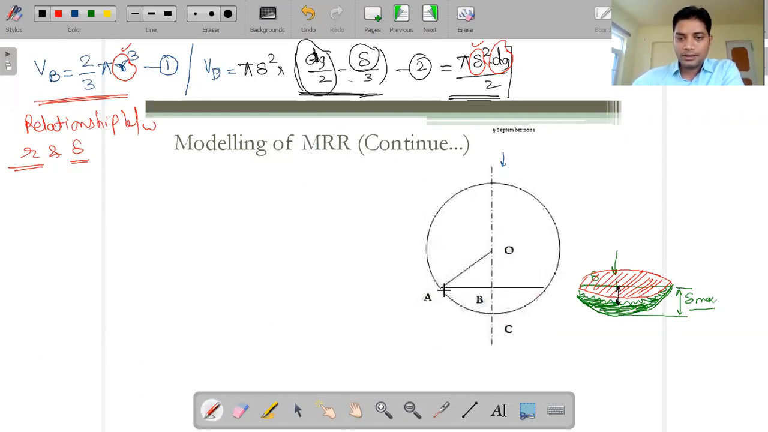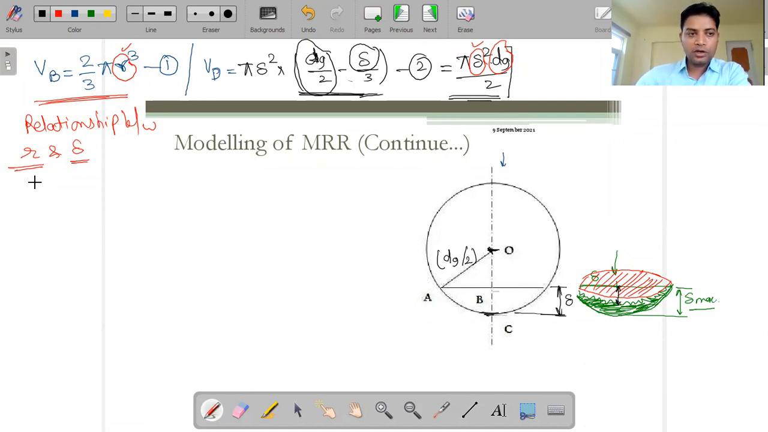I'm considering this triangle. OA is basically the radius of this grit. In terms of diameter, the radius will be dg by 2. And this BC will be the indentation, that is delta. Now OC is also the radius of this grit, so from here to here this is also dg by 2.